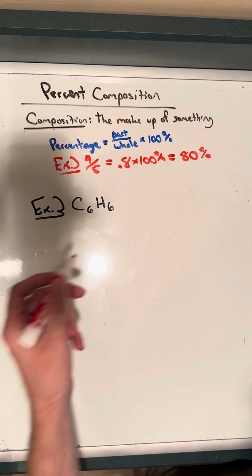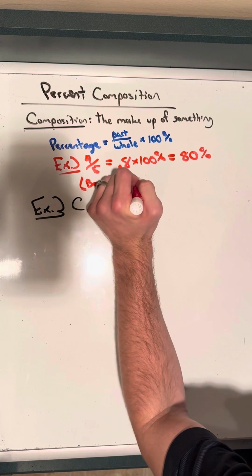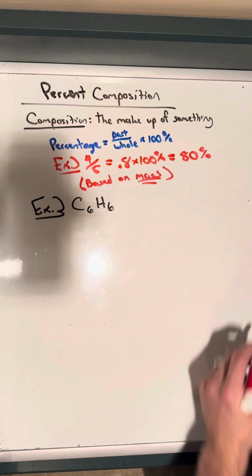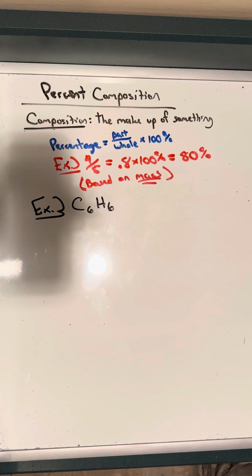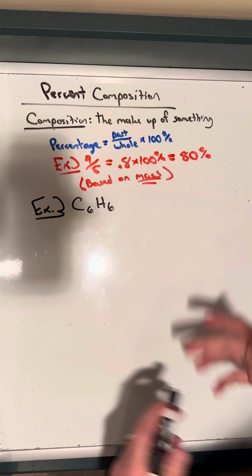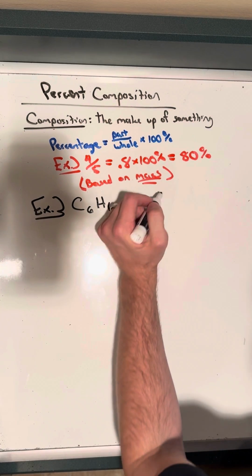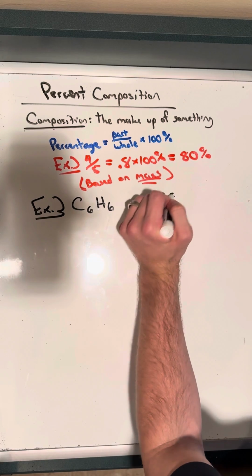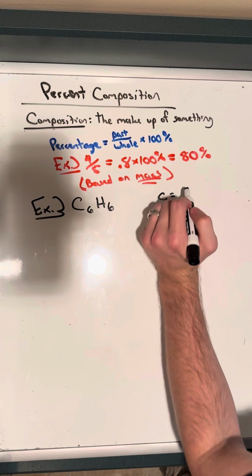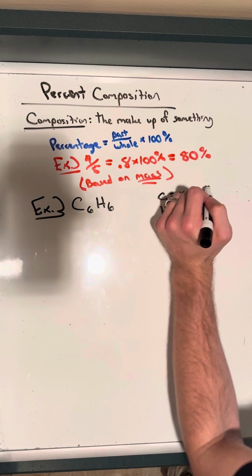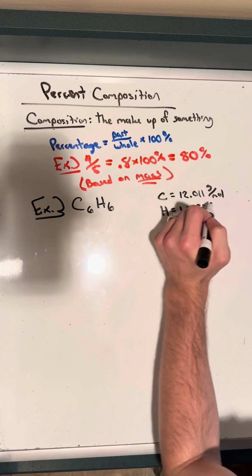Percent composition is based on mass. It's almost always based off mass. Now, I know what you guys are thinking. Well, wait a second. I'm not given mass here, so how do I find the percent mass of something I don't have the masses of? Well, what we're going to do is use their atomic masses from the periodic table. So, for example, I'm going to find carbon and hydrogen and their atomic masses. If you guys take a minute, pause the video and find them. Otherwise, I'm going to write them down. Carbon should be 12.011 grams per mole. Hydrogen should be 1.008 grams per mole.